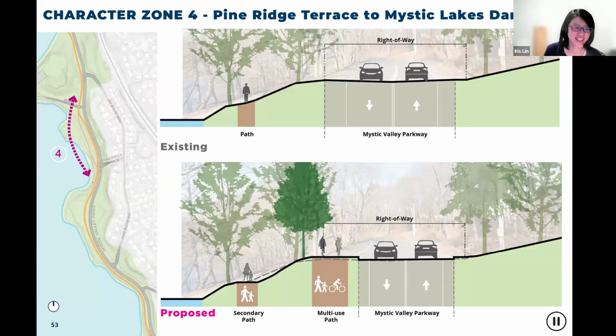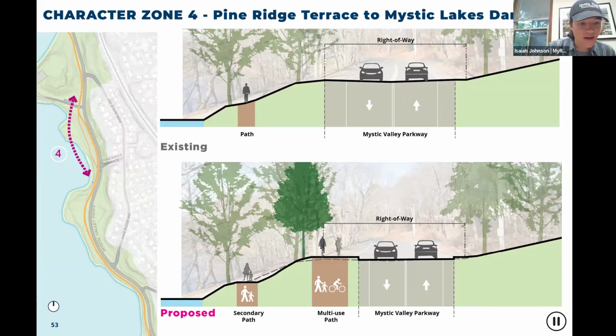I think in this section, you can clearly see the secondary path is much closer to the lake and has a greater elevation separation from the roadway. And for users who enjoy the faster speed or the wider pace, they can stay along the roadway as well.